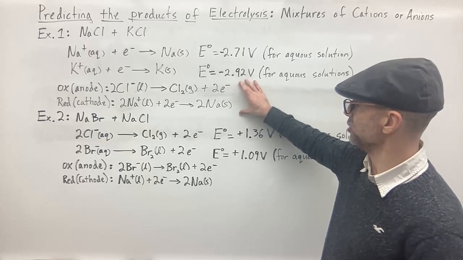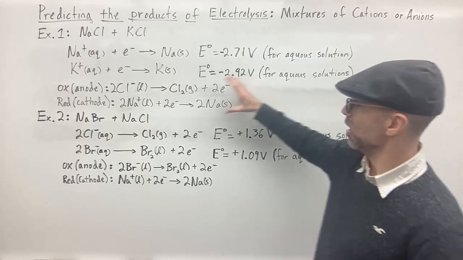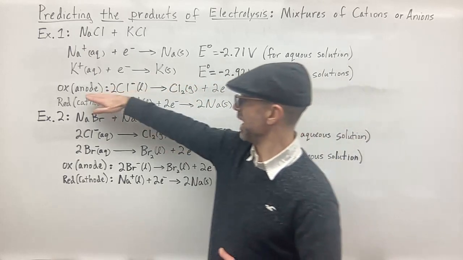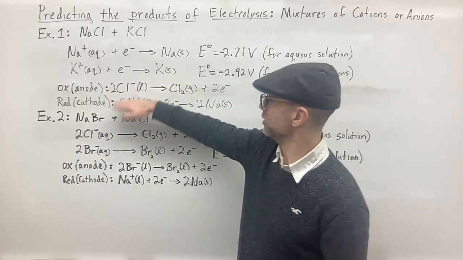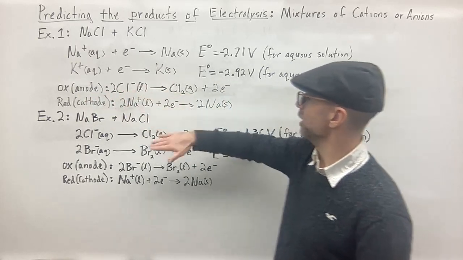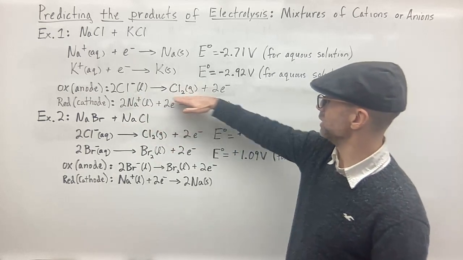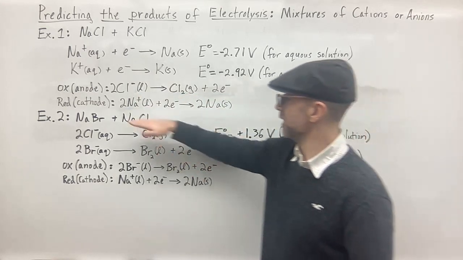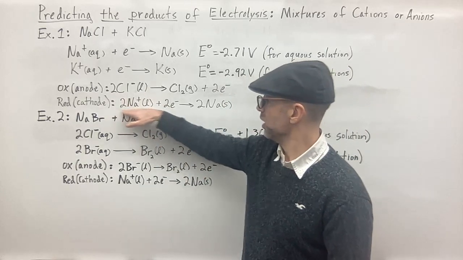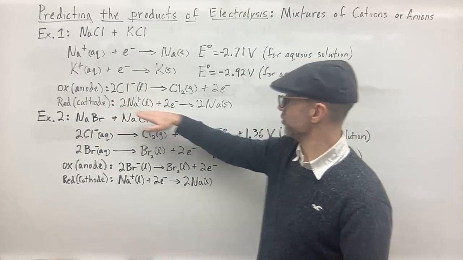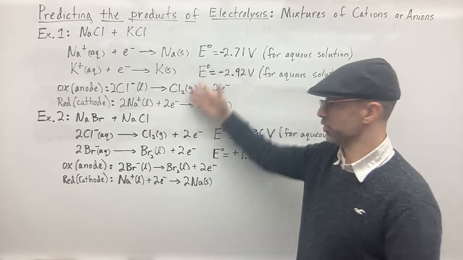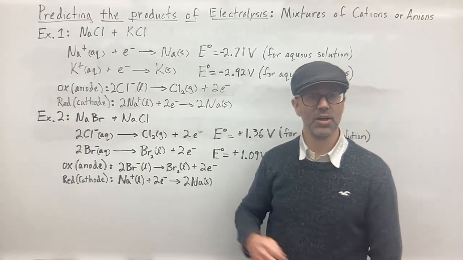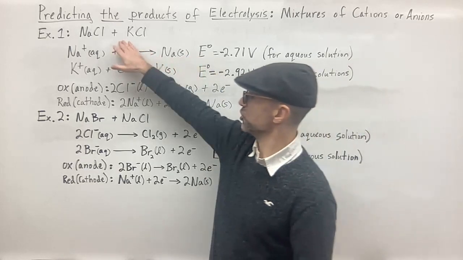The two reactions at the anode and cathode are written here. At the anode, oxidation is going to occur with the chloride ion. So 2 Cl⁻ liquid goes to Cl₂ gas plus 2 electrons. Then at the cathode, the sodium liquid ions are going to pick up the 2 electrons and become solid sodium. So this is what we would predict for this mixture.